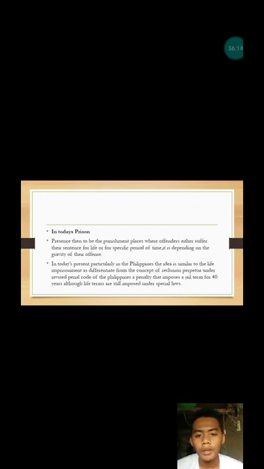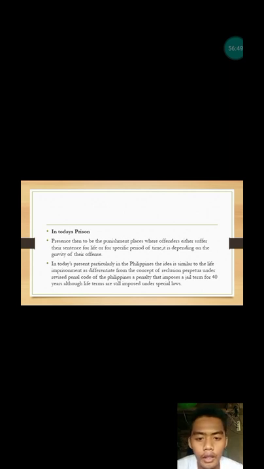In prisons today, prisons tend to be punishment places where offenders either serve a sentence for life or for a specific period of time. It depends on the gravity of their offense, whether their offense is hard or light.